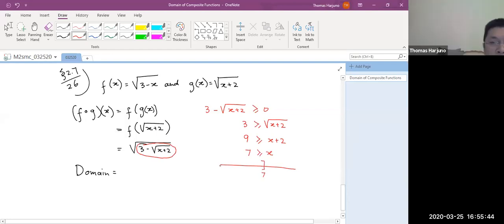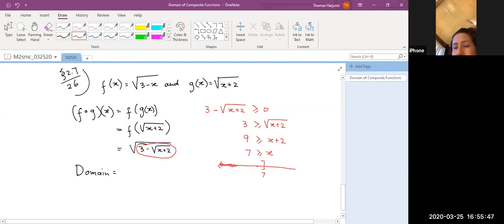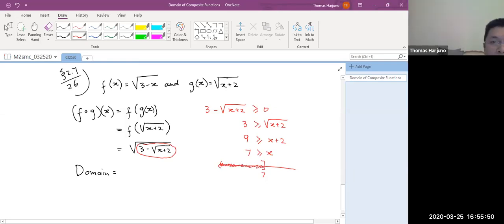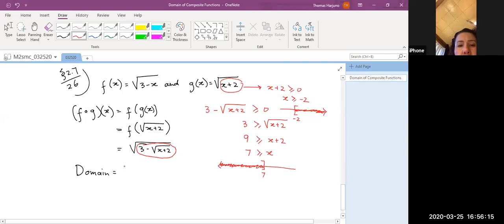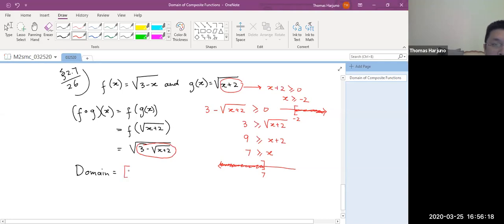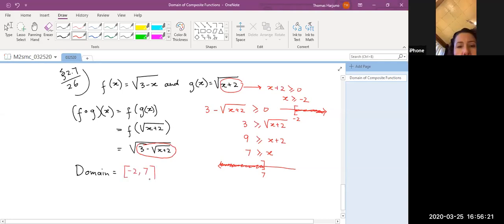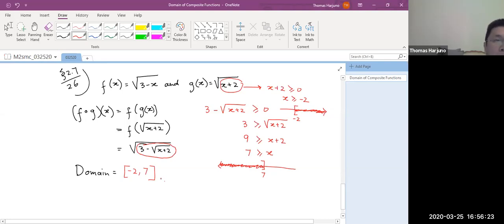But that's only for the final result. If we look at the original incoming function, we also see that x plus 2 has to be greater than or equal to 0, which means x is greater than or equal to -2. Now when we combine the domain of the incoming function and the domain of the final composite function, the domain will be from -2 up to 7. That's correct.